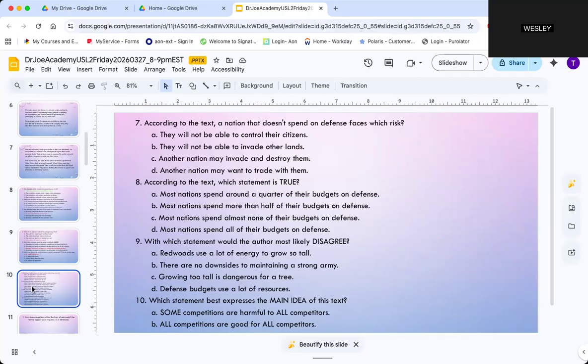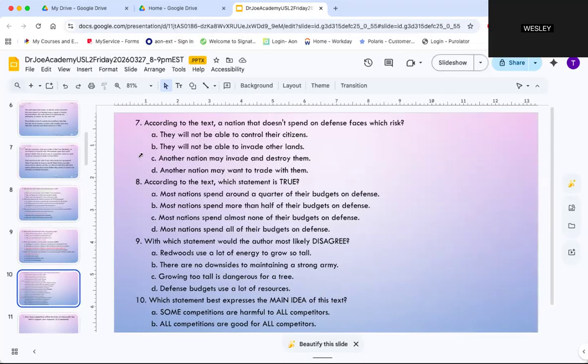According to the text, a nation that does not spend on defense faces which risks? A. They will not be able to control their citizens. B. They will not be able to invade other land. C. Other nations may invade and destroy them. D. Another nation may want to trade with them. C. That is correct. Good job.